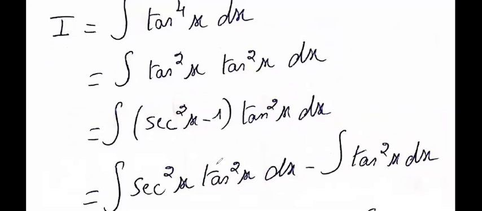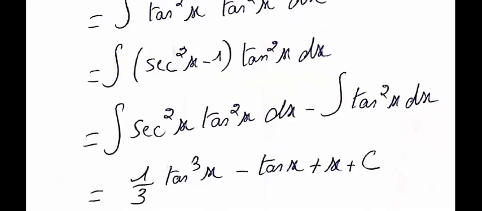Now the integral of secant squared tangent squared is of the form u prime u squared, so it's going to be u to the power 3 over 3, which is tangent to the power 3 over 3. And the integral of tangent squared, we just solved it in less than a minute, and we get that this is 1/3 tangent cube minus tangent x plus x plus a constant c.